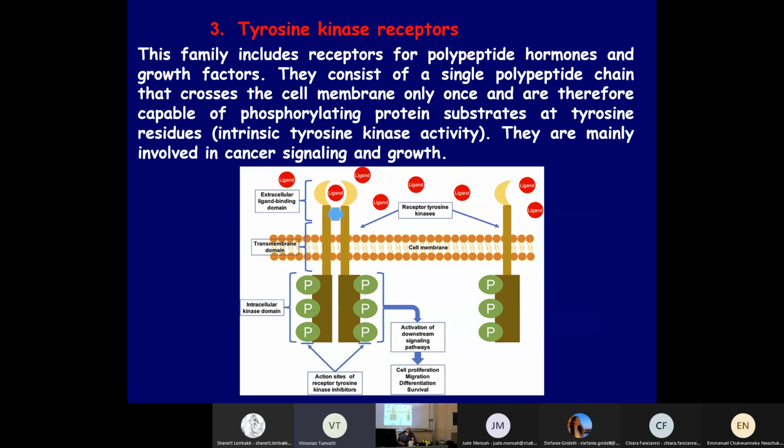The last class of the receptor is represented by tyrosine kinase receptors. These are very fast receptors involved mainly in cancer cell replication. So there are particular drugs able to block this type of receptors in order to decrease the speed of replication of cancer cells.